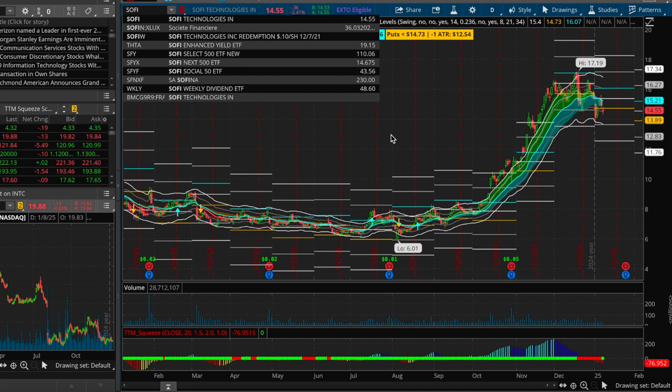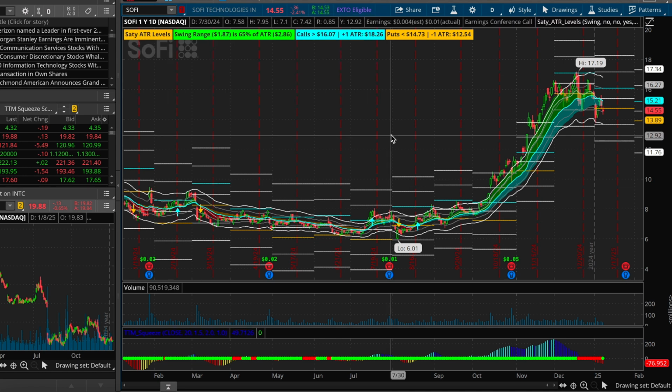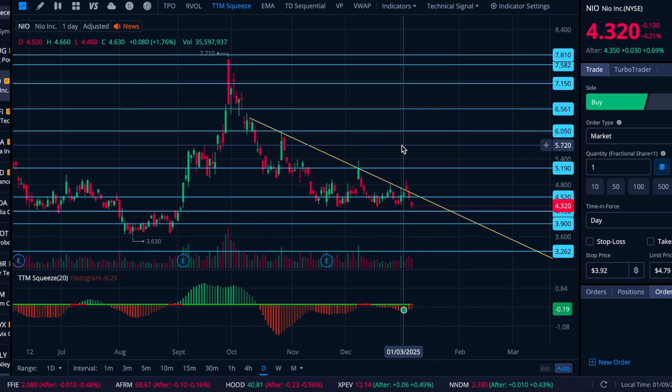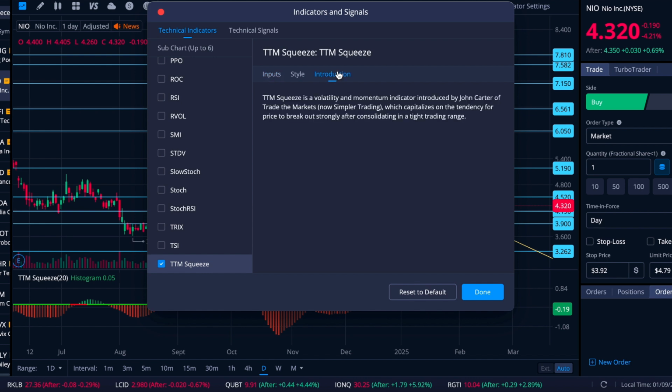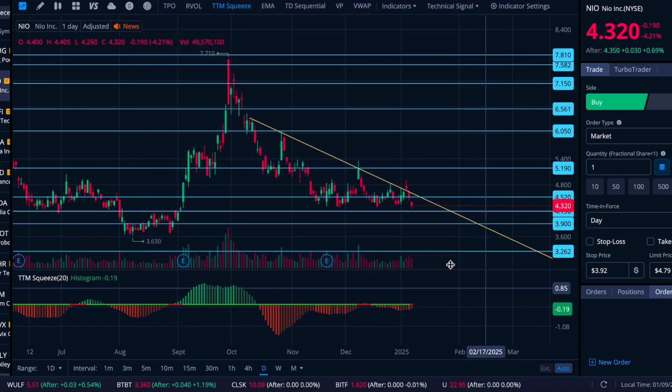We will flip over to the Think or Swim study as well and talk about how to use it on there. But in Webull, they also give a pretty simple introduction, which I think is fine and sufficient for our purposes here. TTM Squeeze is a volatility and momentum indicator introduced by John Carter. It capitalizes on the tendency for price to break out strongly after consolidating in a tight trading range. So that's what we're looking for here.